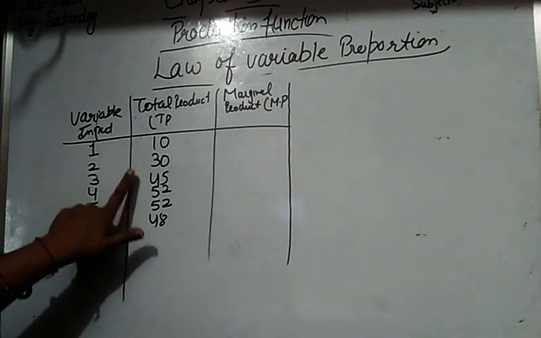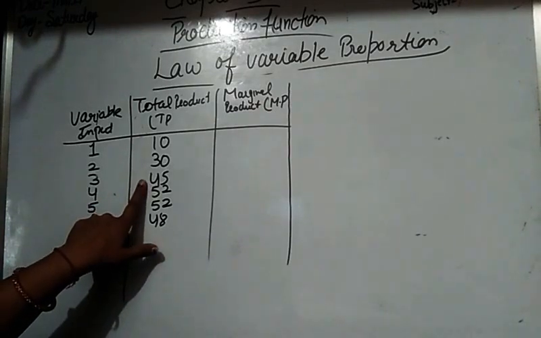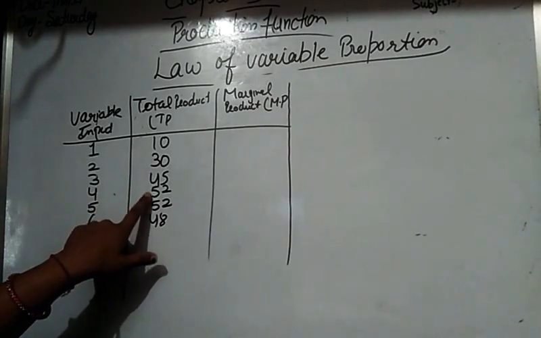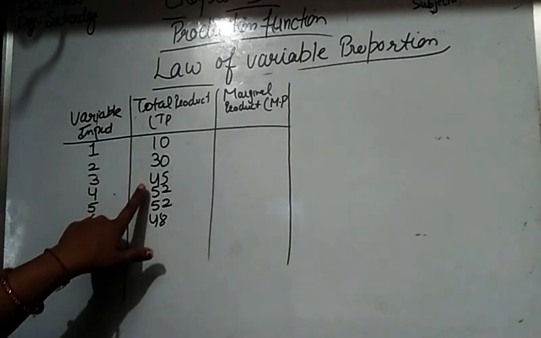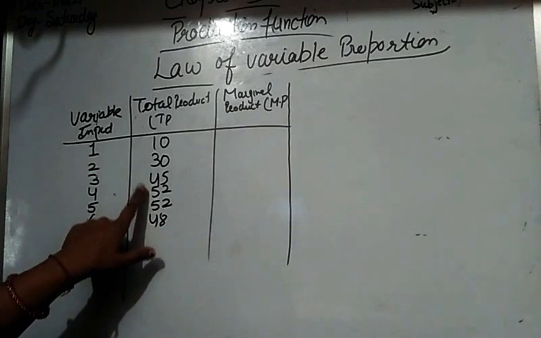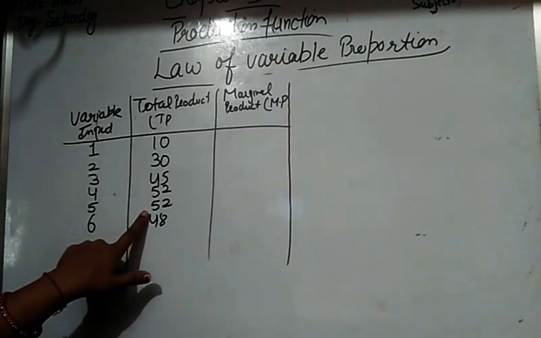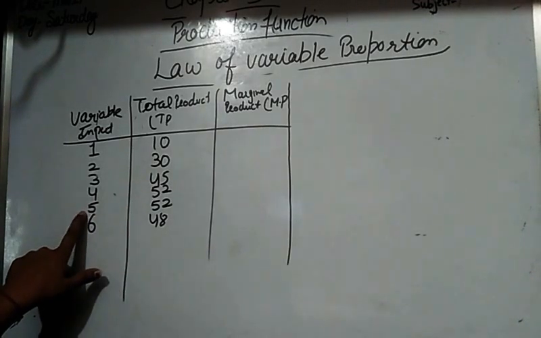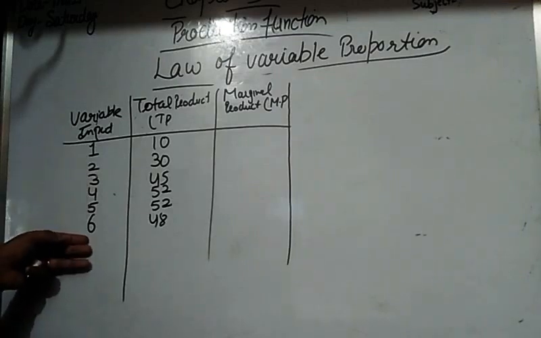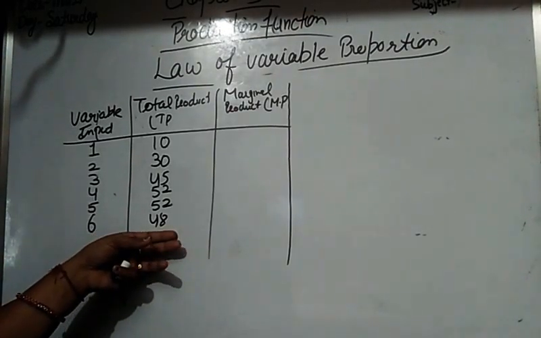After that, when the fourth unit of input is used, production is increasing but at a decreasing rate. Yes, see, 45 to 53, the least difference is this. After that, production becomes constant, no change in it when another input unit is used. When the sixth unit of variable input is used, the production falls.